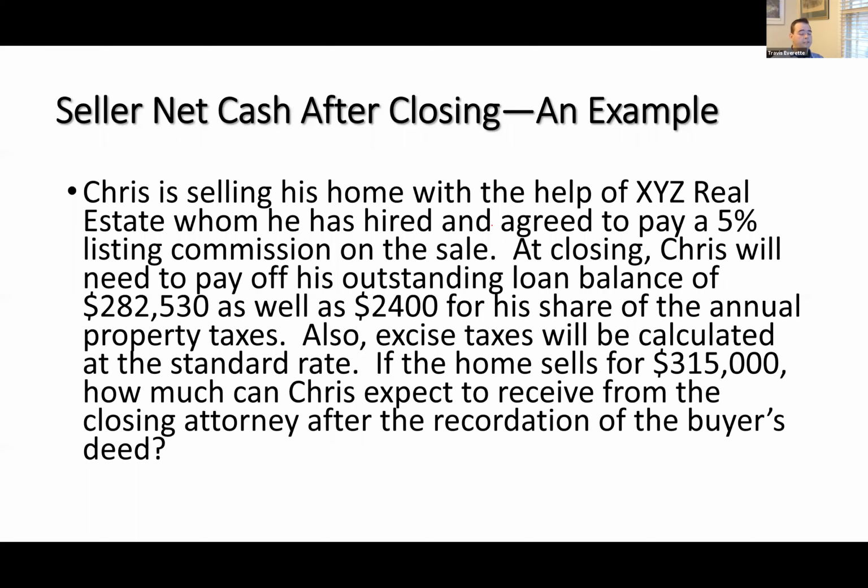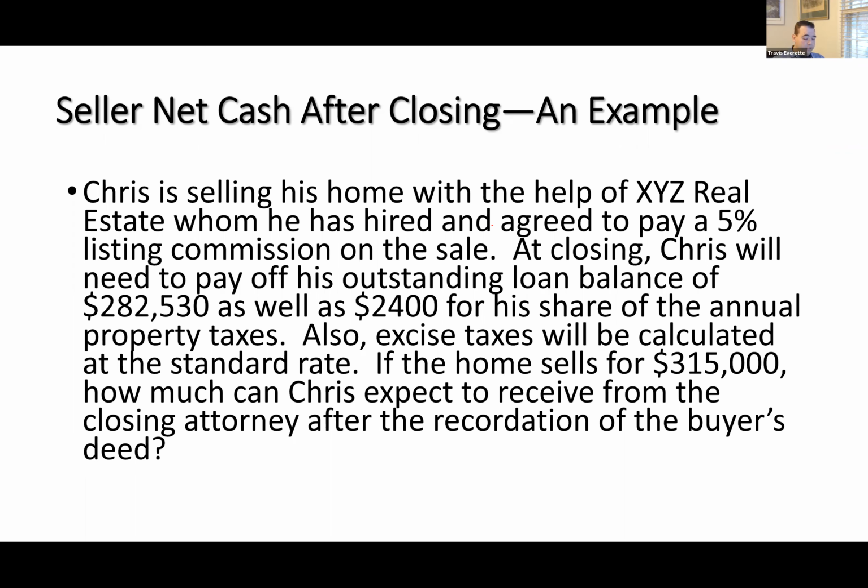It says Chris is selling his home with the help of XYZ Real Estate, whom he has hired and agreed to pay a 5% listing commission on the sale. At closing, Chris will need to pay off his outstanding loan balance of $282,530, as well as $2,400 for his share of the annual property taxes. Also, excise taxes. Remember those from Chapter 5? Excise taxes will be calculated at the standard rate. If the home sells for $315,000, how much can Chris expect to receive from the closing attorney after the recordation of the buyer's deed?